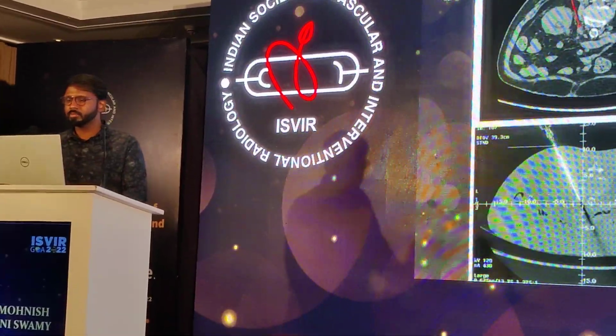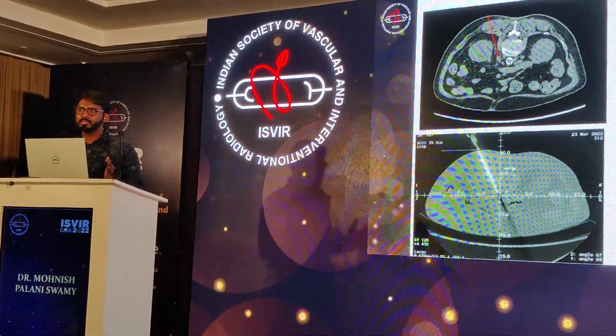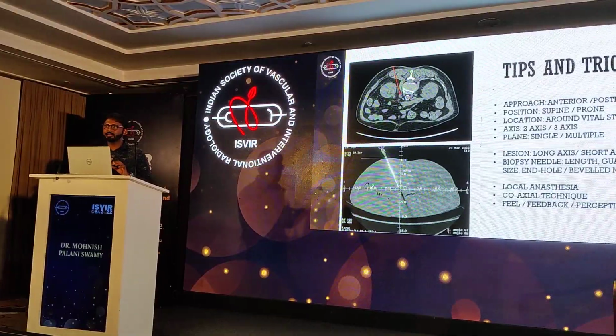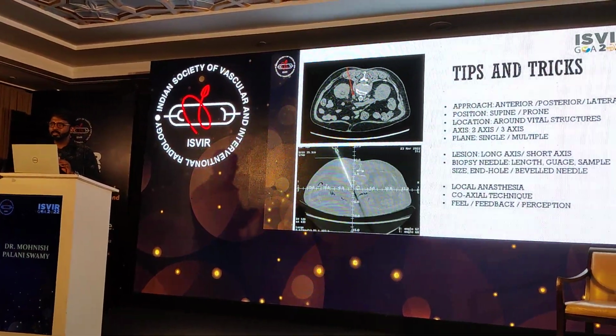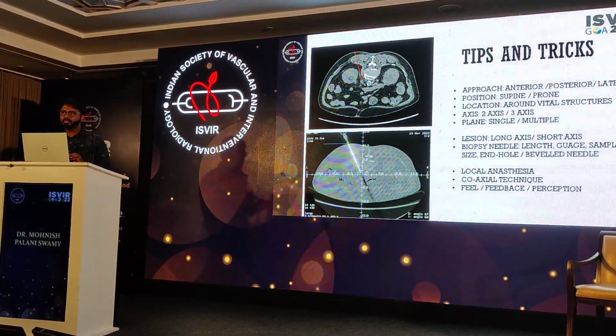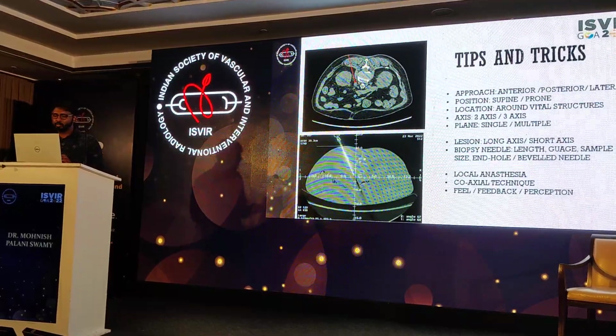And when it comes to characterizing the lesion, you have to look for the long axis of the lesion. You have to plan the procedure in the long axis, because doing a biopsy through a long axis is easy, and even if you do it in the short axis, you can get away with that. But when you're planning an ablation through a short axis, it is difficult. You have to plan for an ablation through the long axis always.